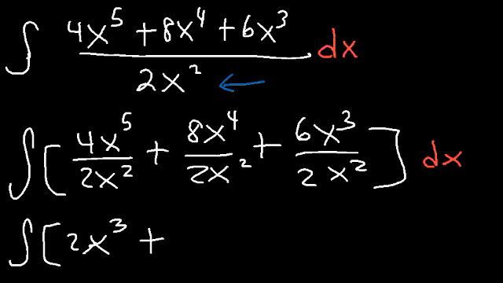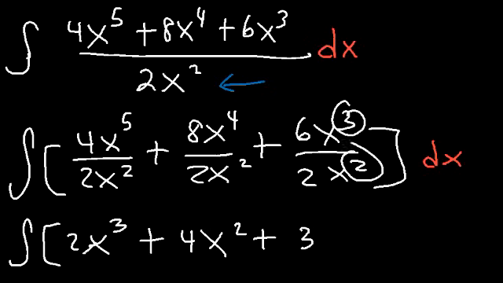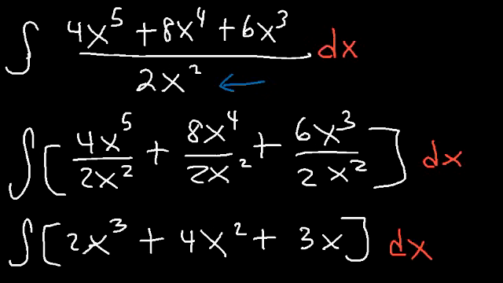Now 8 divided by 2 is 4. And 4 minus 2 is 2. 6 divided by 2 is 3. And 3 minus 2 is 1. So this is the same expression in its reduced form. So now at this point, we can find the antiderivative.